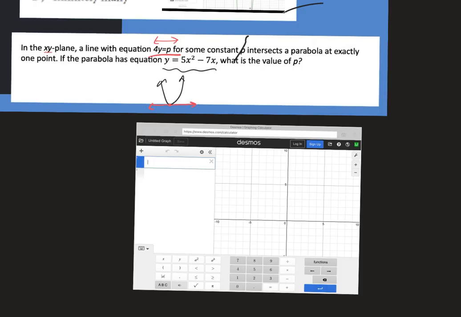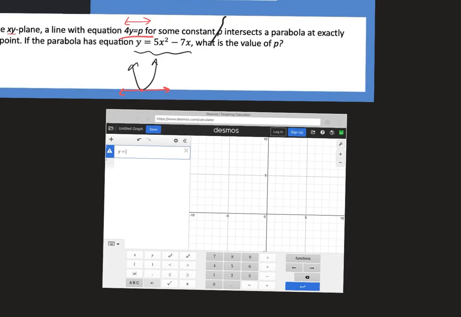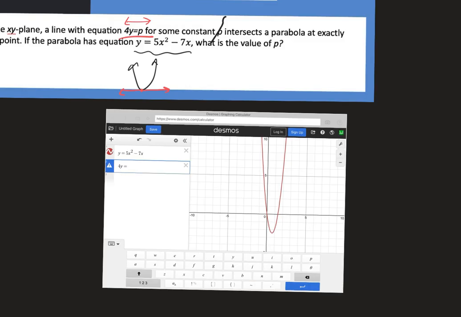So now I type into the Desmos calculator. I'm going to type the parabola, so y equals 5x squared minus 7x. There's my parabola. And then the next one I'm going to type is 4y equals, and I'm going to type it in exactly as it is. So I'm going to give it the p.